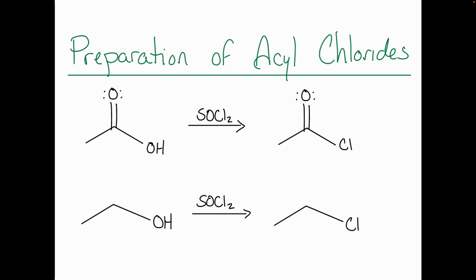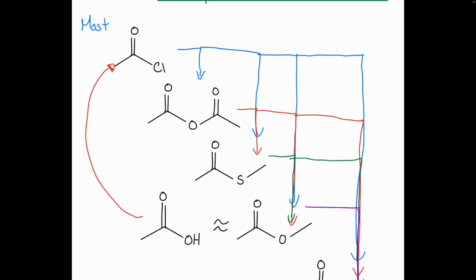This is a much more complicated reaction. It's not just simply a nucleophilic substitution reaction, but nonetheless, this is how we can go backwards. So if I'm starting out with, let's say, an acid anhydride, and I really want an acyl chloride, I'm going to have to first turn it into a carboxylic acid, and then I can use my fancy method to go back, right? So that's the way that we have to go back to that most reactive functional group. And since acyl chlorides are the most reactive, let's start there.